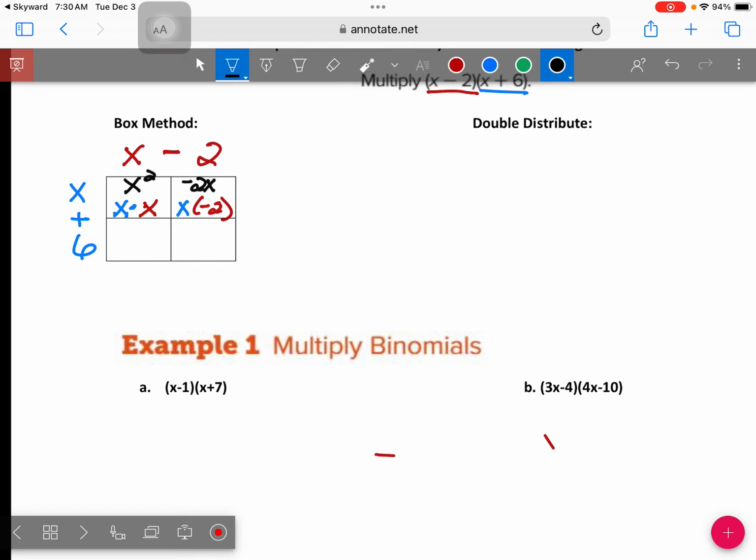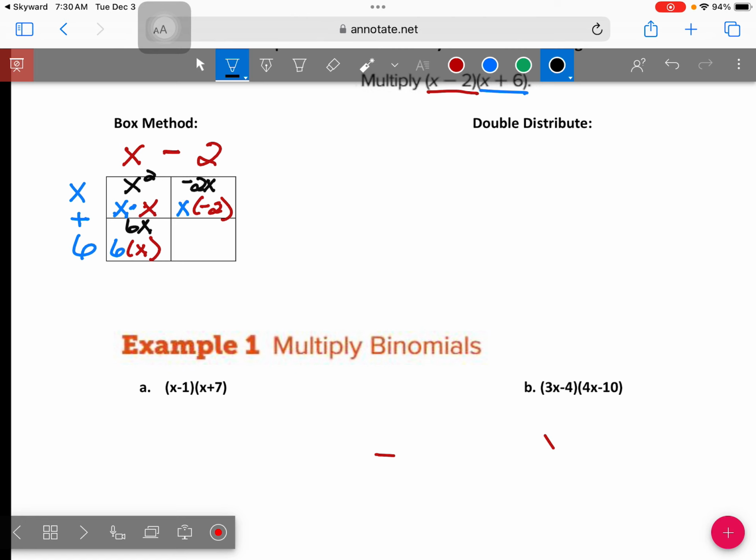All right, so then we go to the bottom left. I am going to multiply the 6 in the bottom here times the value up above, which is an x, and 6 times x is 6x.